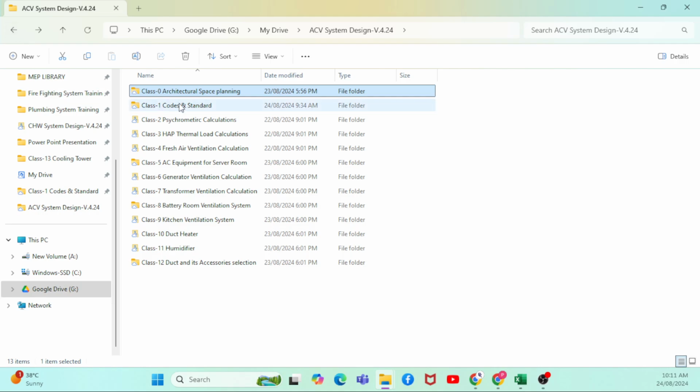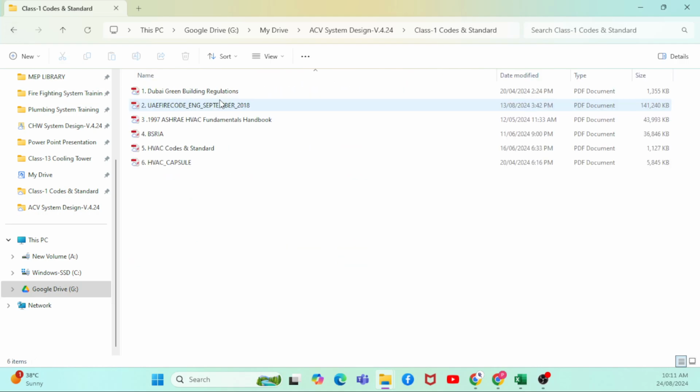Okay, then after that you have different codes and standards, like green building regulations, then there are fire codes, ASHRAE standards, BSRIA standard. Okay, then there are different types of codes and standards lists, so you can refer to them so that you can design your projects.